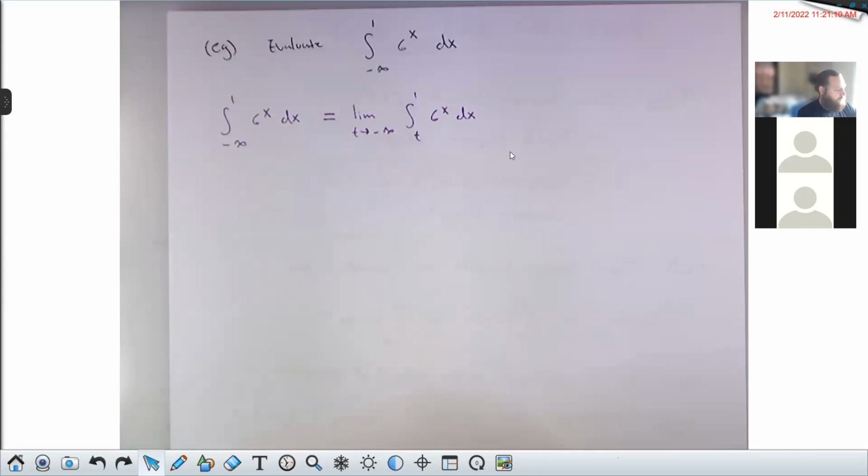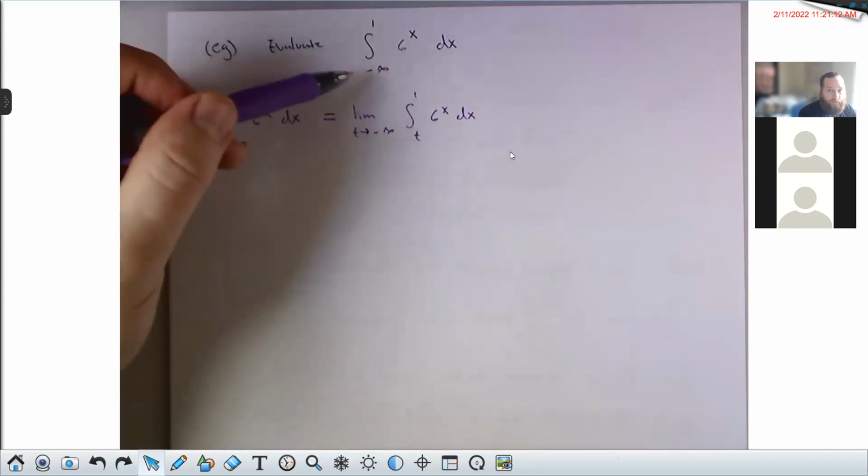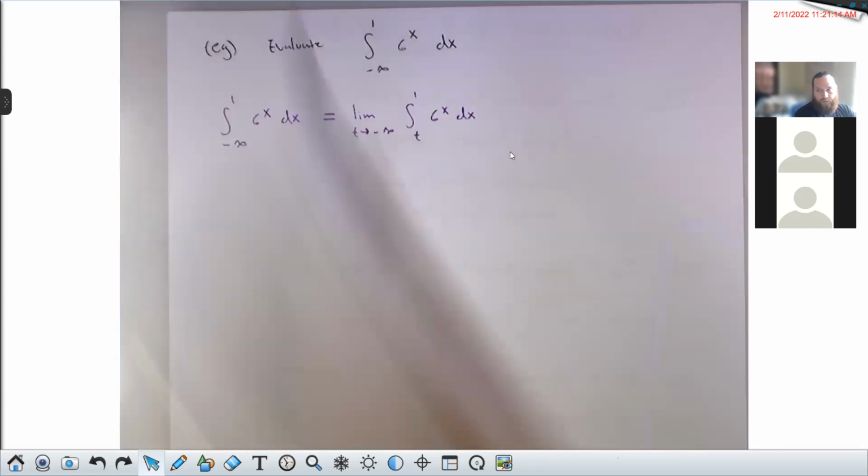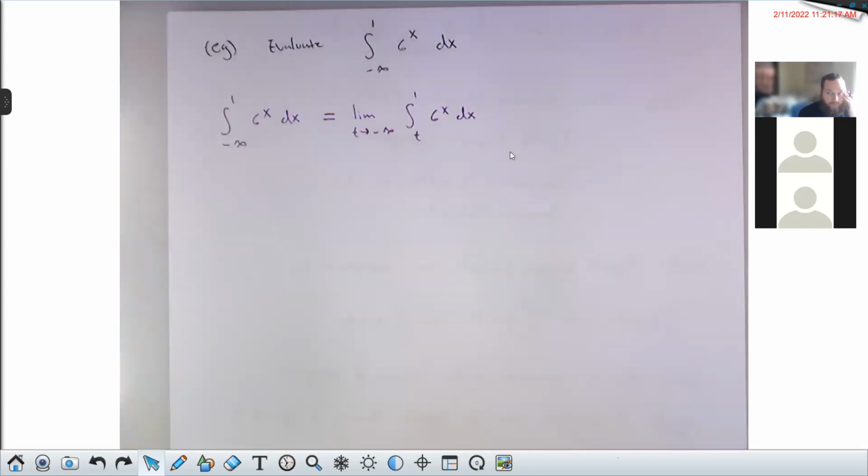Right? Because the problem there is that the lower bound is infinite, and I cannot construct a Riemann sum for any such integral, so I don't have the fundamental theorem of calculus. I can't do any sort of the tricks that we're familiar with from chapter 7.